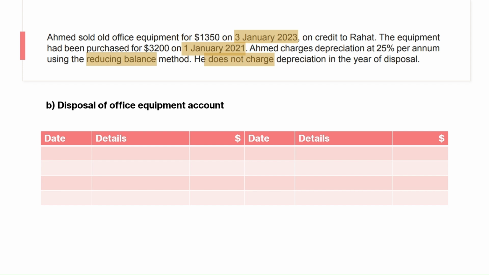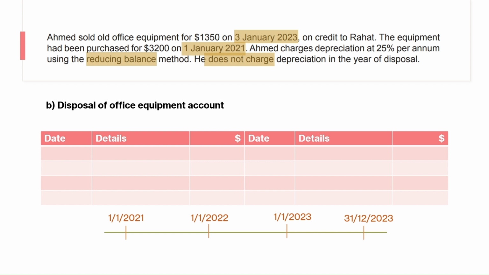So there is some information given. The simplest thing, my advice for you when you get questions like this, is to draw a timeline. If you draw a timeline, we have these dates: 1st of January 2021, the date on which the asset was bought, and then the next year is 1st of January 2022, and then you have 1st of January 2023, and that year ends on the 31st of December 2023.